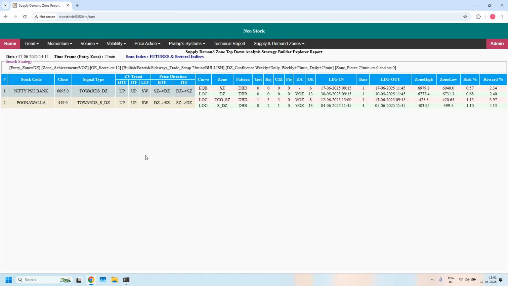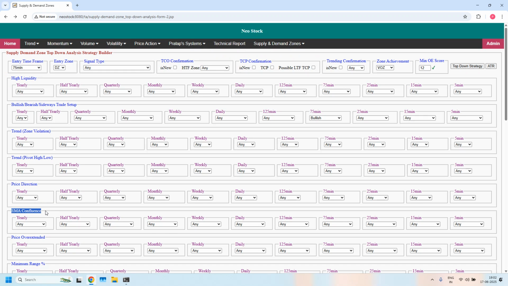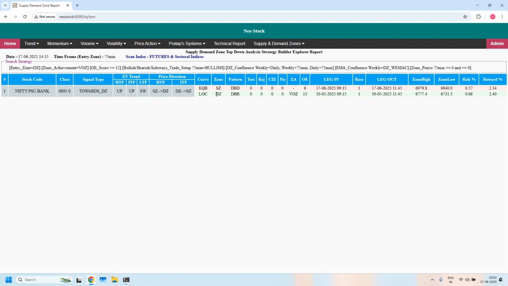we got 2 stocks. In these 2 stocks, these 75 minutes demand zones are overlapped with daily demand zone. Both together again overlapped with weekly demand zone. And weekly trend is up in both the stocks. Let us check if any of the weekly demand zones are having weekly EMA confluence. One stock is filtered. That way this demand zone may be having more high probability, but it is an indices.